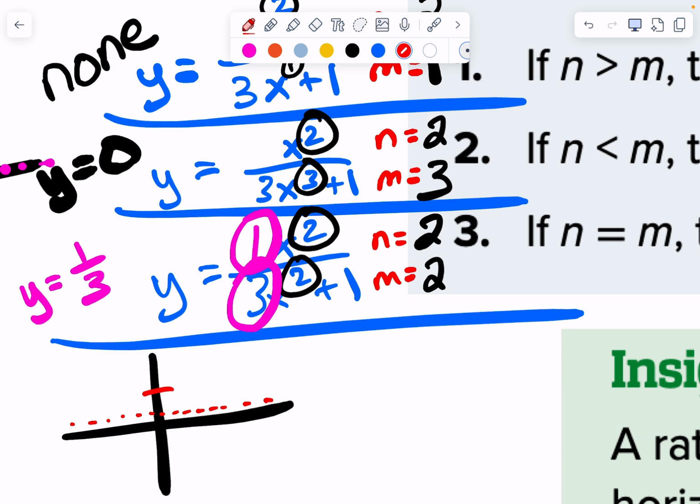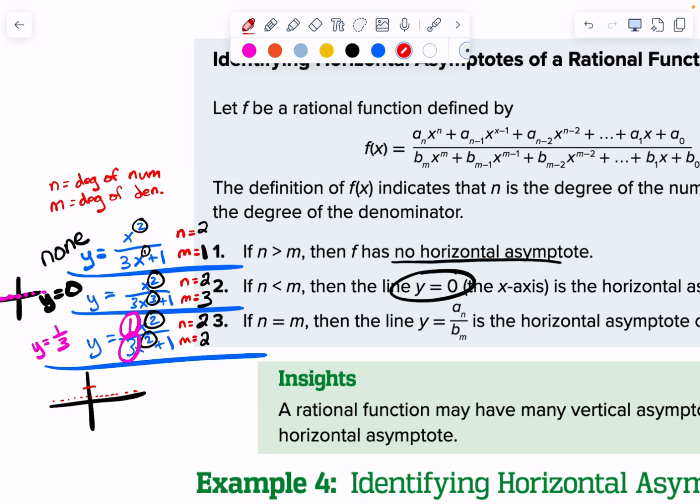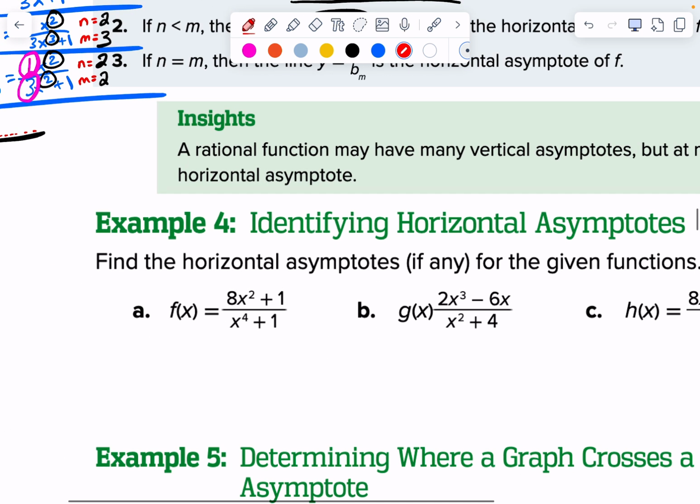Okay, does this make sense? If he's bottom heavy, he sits at 0. If he's top heavy, he falls over, so there's none. If they're the same, you look at the numbers in front. Okay? This is like not too bad. There's not even really any math involved for finding a horizontal asymptote. Got it? Okay, example 4.